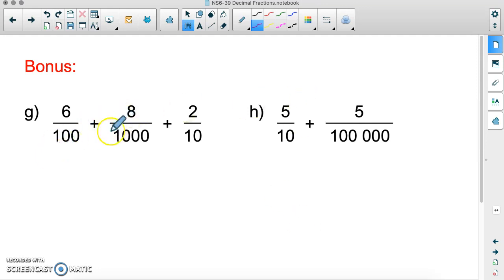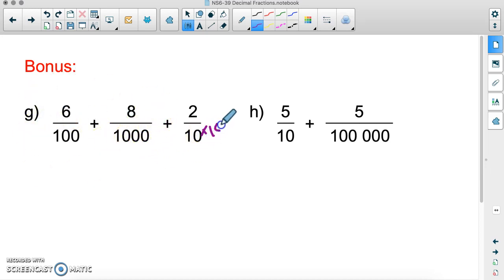When you look at these bonus questions, you'll notice that the denominators are not from the lowest power of 10 to the greatest, like the questions you've been working on. So we're first going to do that. We're going to reorder these numbers. So I notice that my largest power of 10 is 1,000. So I'm changing all of these to 1,000.